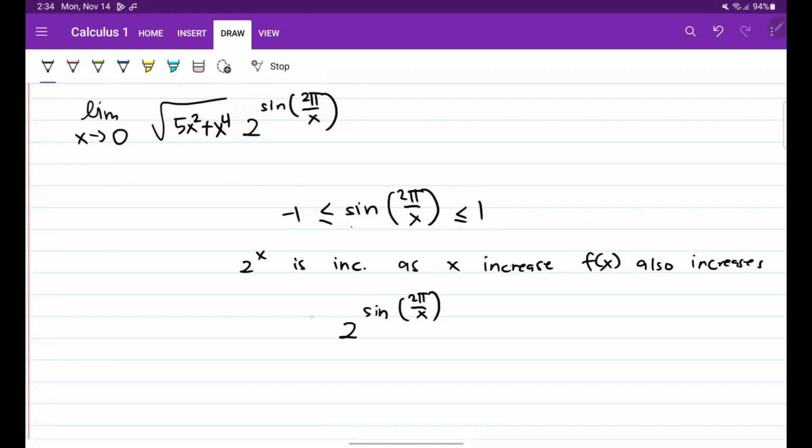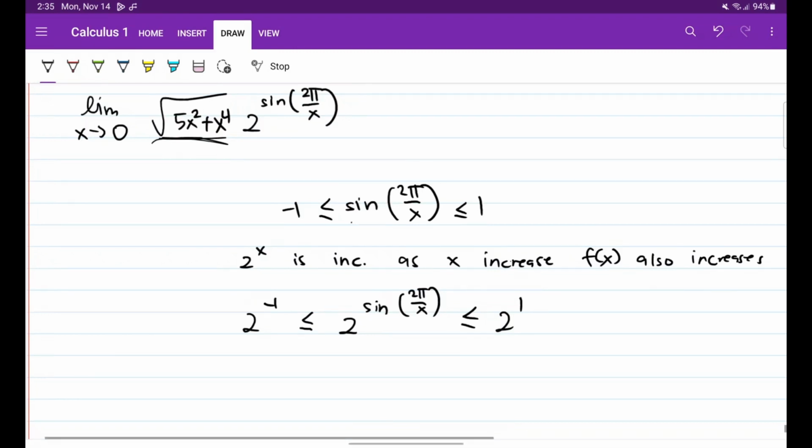So, para mabalance, ang gawin natin, erase din natin yung left side. So, 2 to the minus 1 and magiging 2 to the 1 to. Okay? Tapos ngayon, kailangan natin makakuha ng square root of 5x squared plus x to the 4. Tama? So, ang gawin natin is multiply natin sila lahat by square root of 5x squared plus x to the 4. Yun yung sinasabi natin na manipulate yung equation para makuha natin yung desired expression natin.